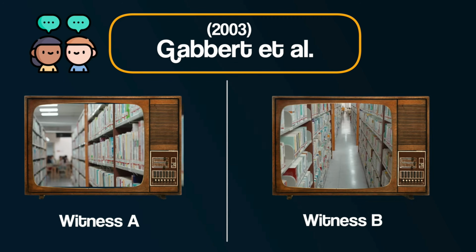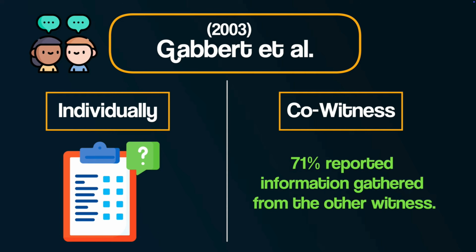In Gabbert et al.'s 2003 study, participants who viewed different angles of a crime video and then discussed it were more likely to recall details they hadn't actually seen. The study found that 71% reported misinformation, highlighting how memory can be influenced by others. Let's now evaluate misleading information.